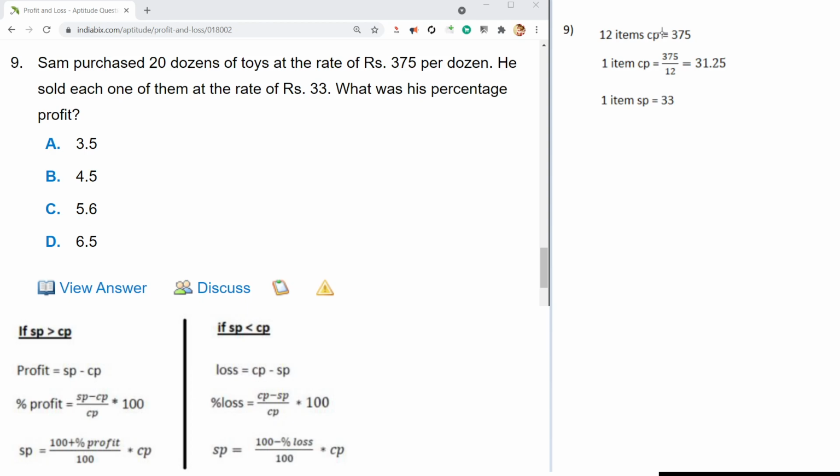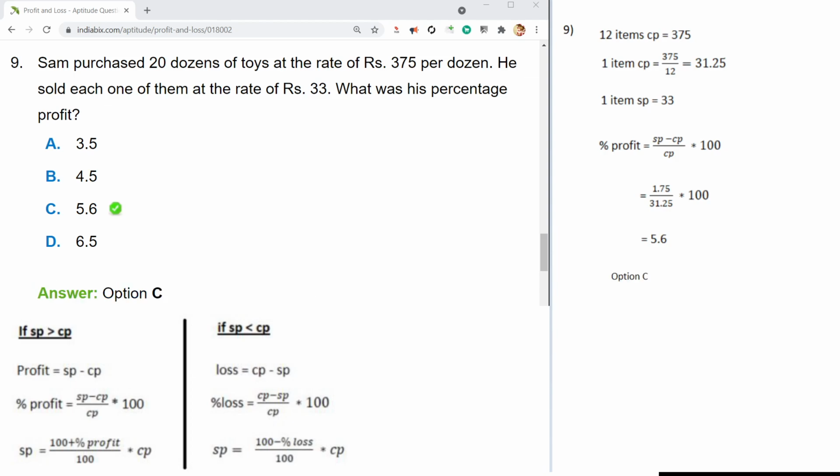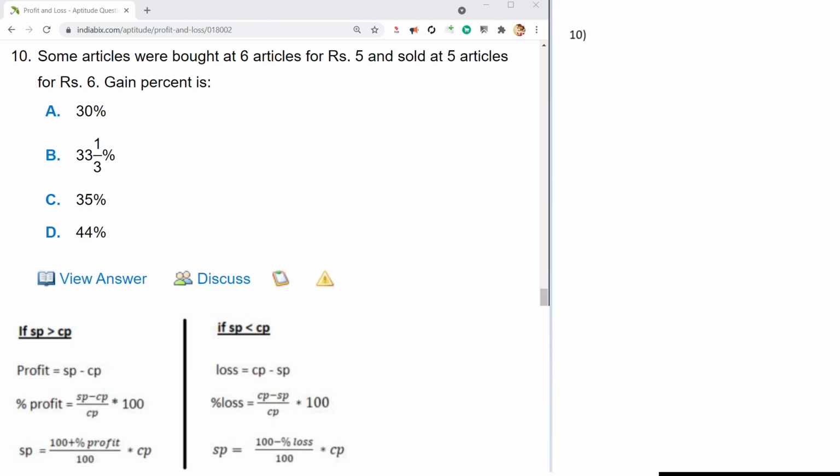We know the formula of percentage profit equals (SP minus CP) by CP into 100. Simply substitute those values. One item SP is 33. One item CP is 31.25. If you substitute, we get percentage profit equals 5.6, which is option C. Option C is correct.